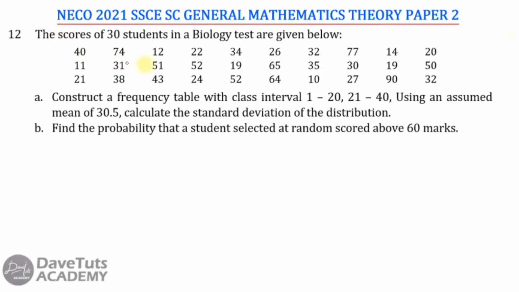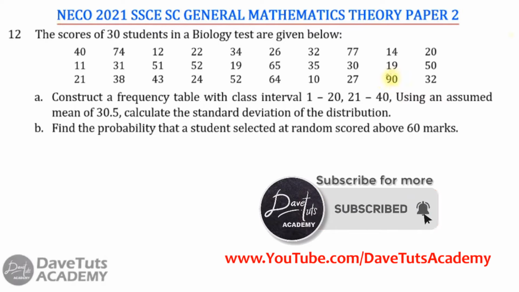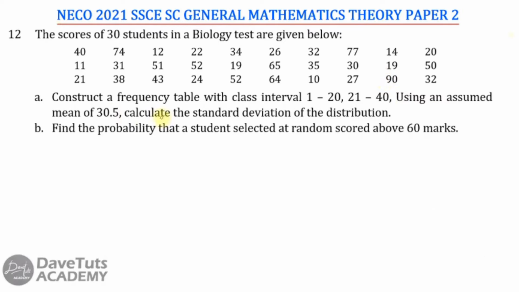In this question, we have this ungrouped data set in which we are asked to construct a frequency table with a given class interval here: 1 to 20, 21 to 40, and subsequently 41 to 60, 61 to 80, 81 to 100, okay, because I'm seeing 90 here. Then we are to use an assumed mean of 30.5 to calculate the standard deviation of the distribution, and then find the probability that a student selected at random scored above 40 marks.